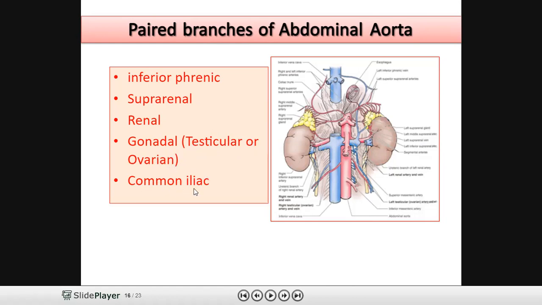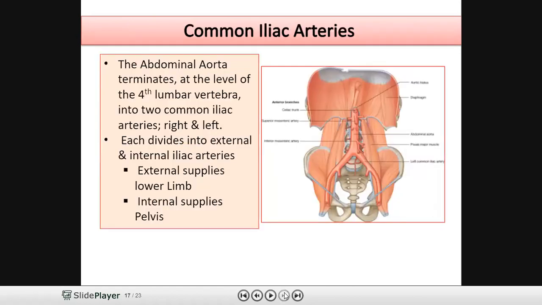Then we'll have the common iliac. Okay, we'll have the renal also, which goes to supply both kidneys. So that's why they are paired. And a common iliac, because one is coming to the left leg and the other one to the right leg at the level of the L4, as it were displayed.